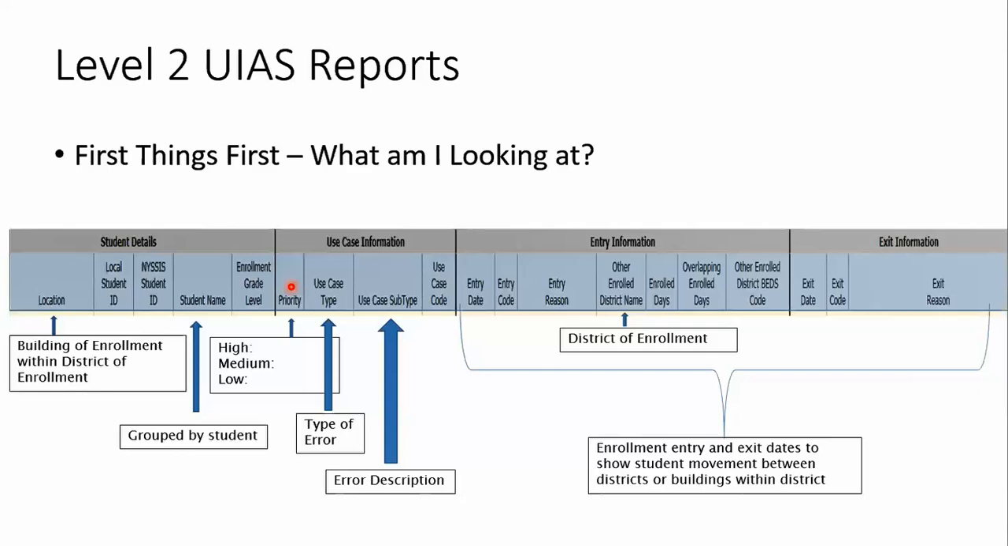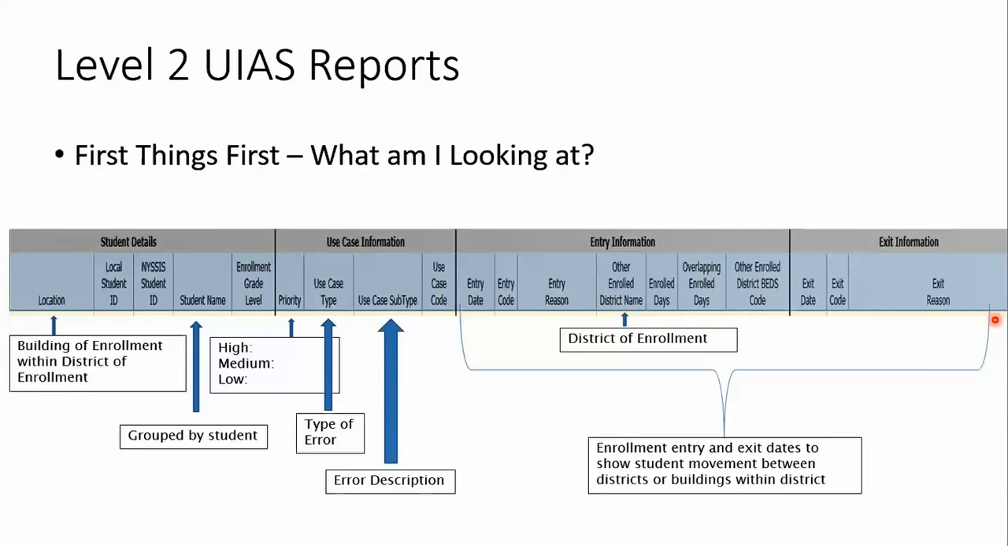The entry information, the next section, gives entry information that shows the district of enrollment associated with the student and the entry dates. You will also see in the following section exit information for the student. As you can tell by the number of columns in the header record, there's a lot of data provided to you to help determine a resolution, if possible, to the problem.